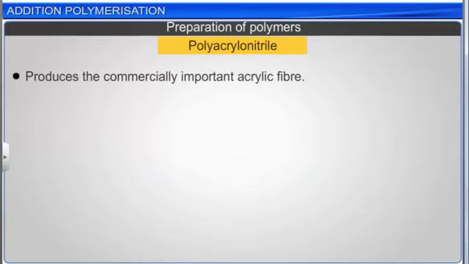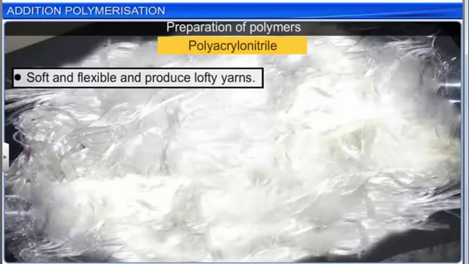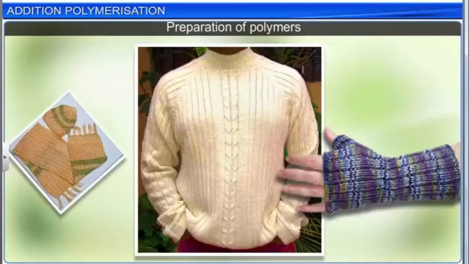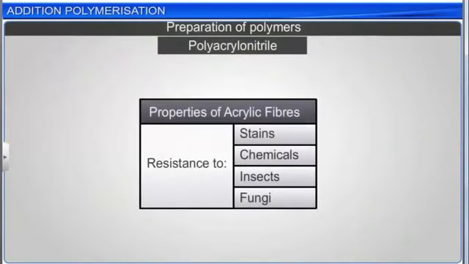Polyacrylonitrile produces the commercially important acrylic fiber. The trade names for acrylic fibers include Orlon and Acrylan. These acrylic fibers are soft and flexible and produce lofty yarns. These properties of acrylic fiber closely resemble those of wool. Hence, acrylic fibers are often used to make sweaters and other pieces of apparel. Acrylic fibers have good resistance to stains, chemicals, insects, and fungi.